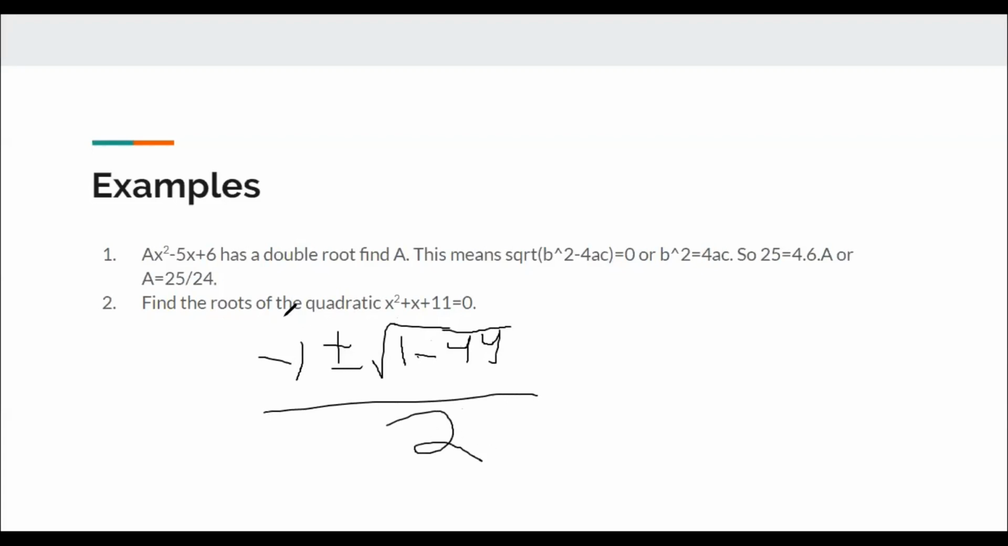So your roots are going to be in this form: minus 1 plus or minus the square root of b squared, which is 1 squared, minus 4ac, so 4 times 11 times 1. And your roots are not going to be real, because it's the square root of 1 minus 44, which is the square root of negative 43. So your roots are going to be negative 1 plus or minus the square root of 43 times i, over 2.